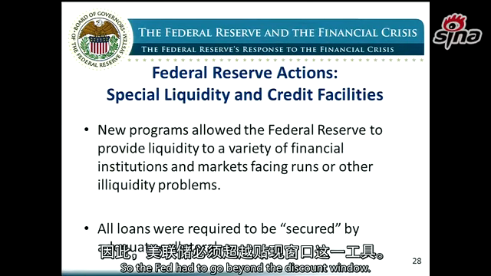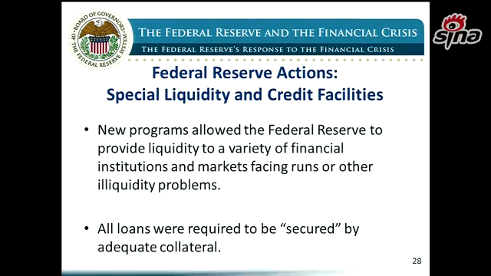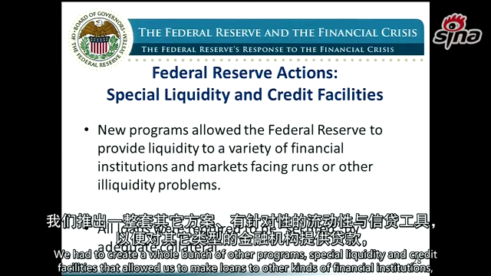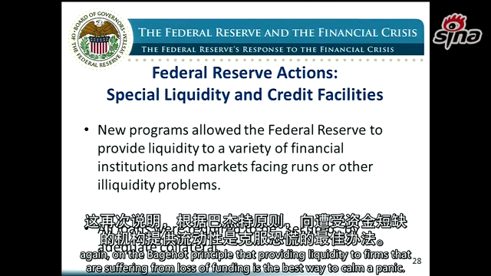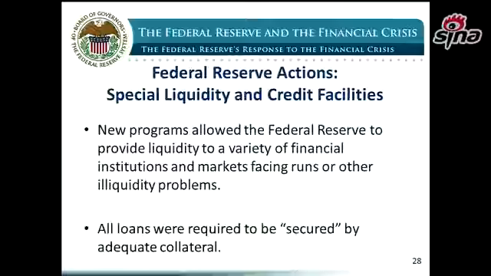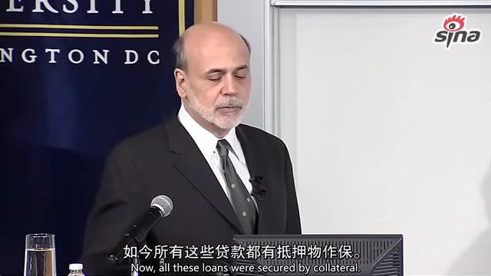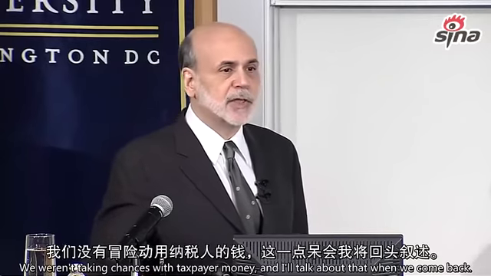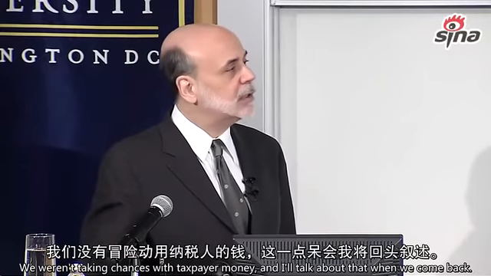So the Fed had to go beyond the discount window. We had to create a whole bunch of other programs, special liquidity and credit facilities, that allowed us to make loans to other kinds of financial institutions, again, on the Bagehot principle that providing liquidity to firms that are suffering from loss of funding is the best way to calm a panic. Now, all these loans were secured by collateral. We weren't taking chances with taxpayer money, and I'll talk about that when we come back.